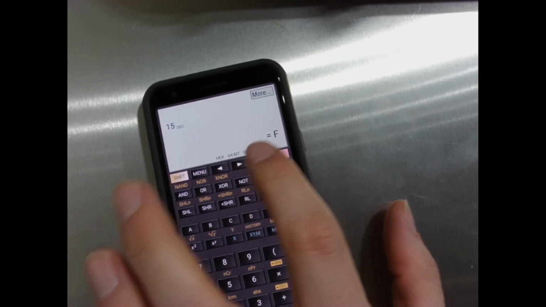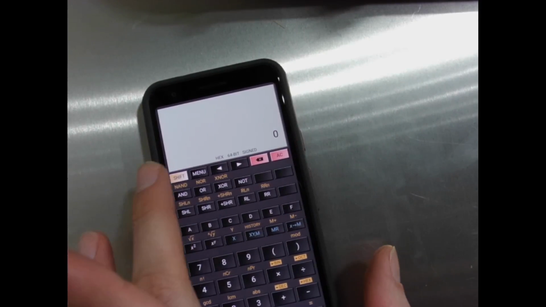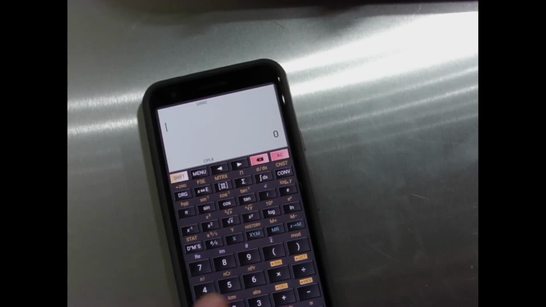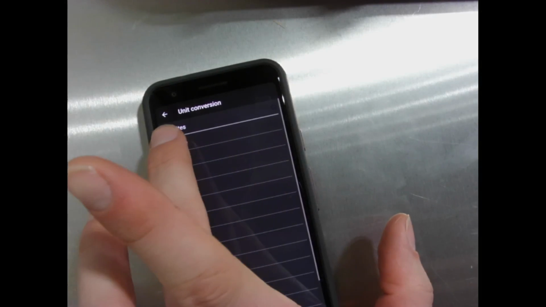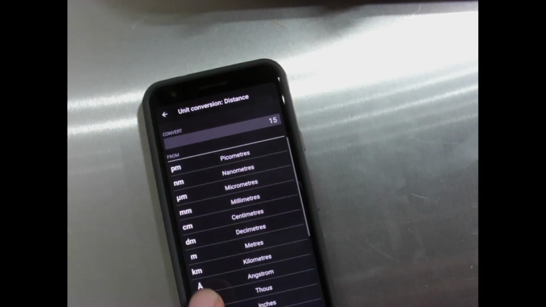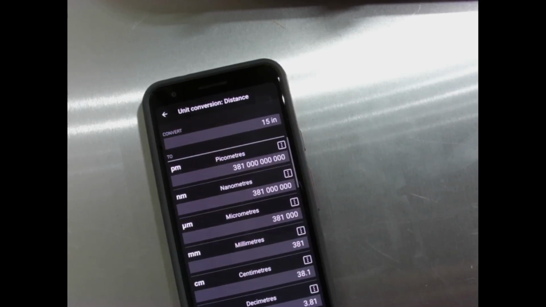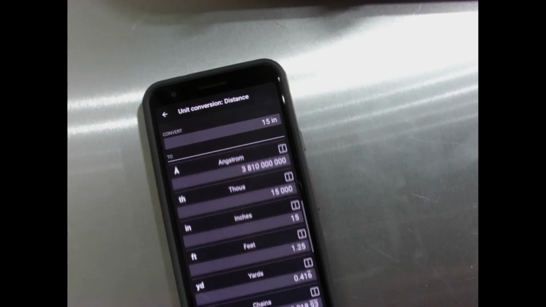The other thing that this calculator app does, which I'm a huge fan of, I've got to go back to decimal, I guess, is I could do 15, and then I can come up here to convert, and I could say distance, and then I would say I measured inches, and it will tell me what it is in all the different types of units that you could ever want.